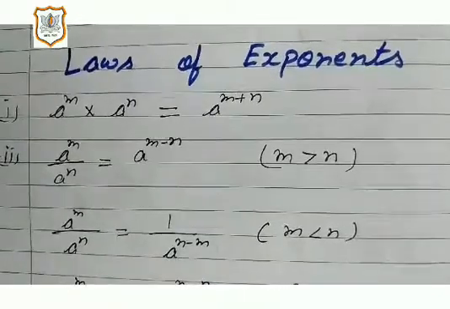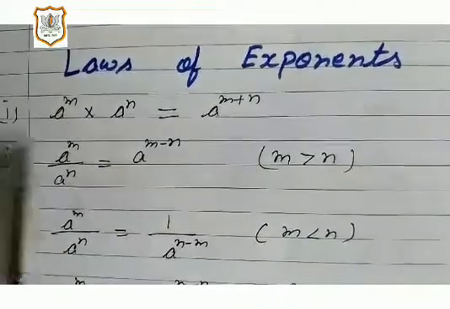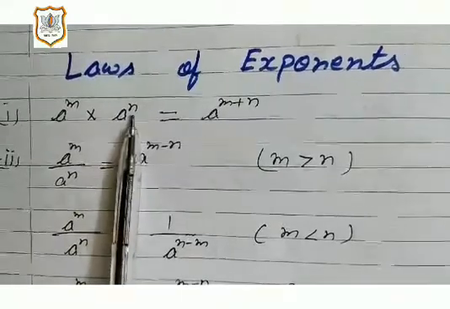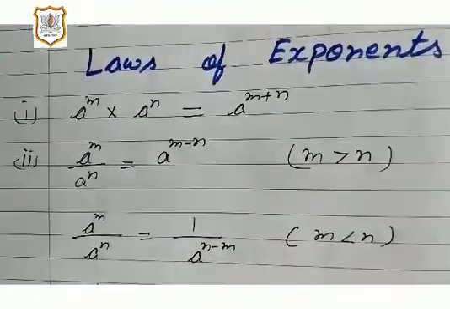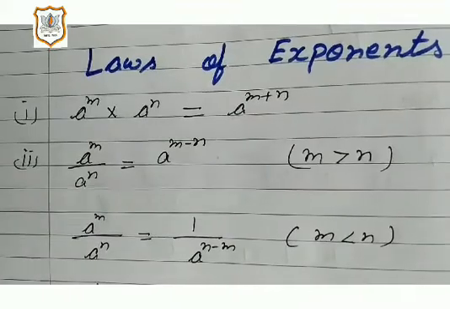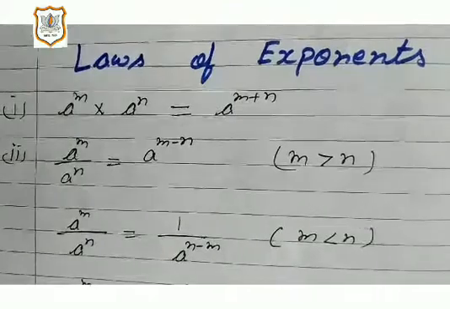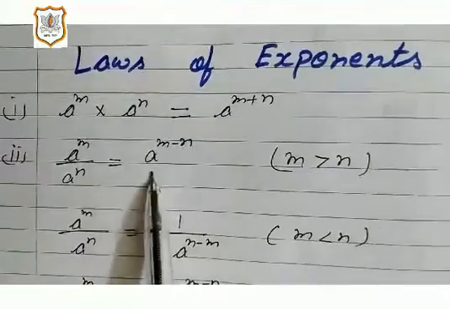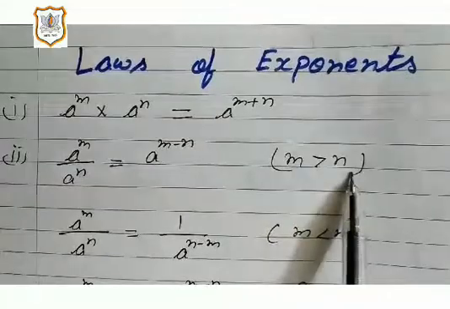Now, I will tell you the laws of exponents. First law is a raised to power m multiplied by a raised to power n is equal to a raised to power m plus n. Here, a is a non-zero integer and m and n are any integers. Next, a raised to power m upon a raised to power n is equal to a raised to power m minus n, where m is greater than n.